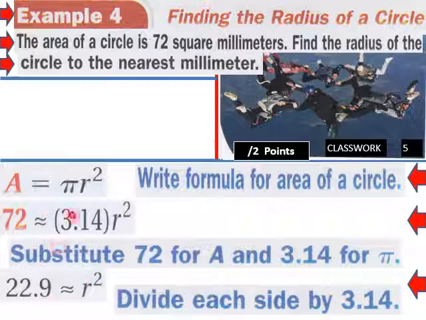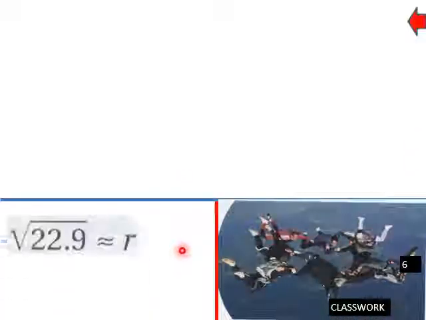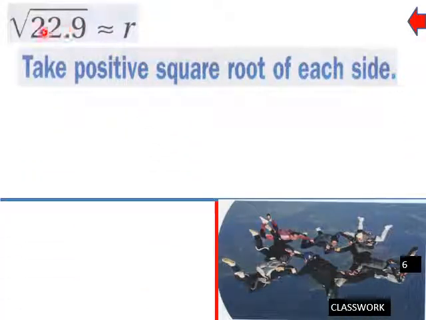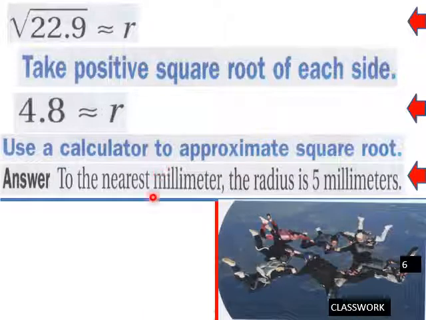22.9 equals r squared. When we divide 72 by 3.14, we get 22.9 equals r squared. Divide each side by 3.14. So what would be our next step? So we take the square root of 22.9. We take the square root of r squared, it's r. So taking the positive square root of each side. So this is 4.8 equals r. So that is our radius, 4.8. To the nearest millimeter, the radius is about 5 millimeters.